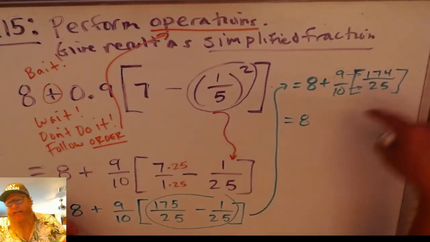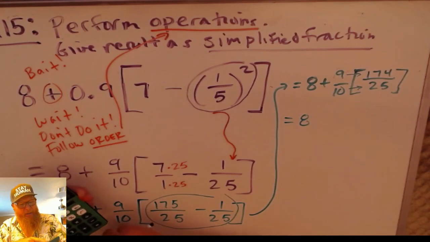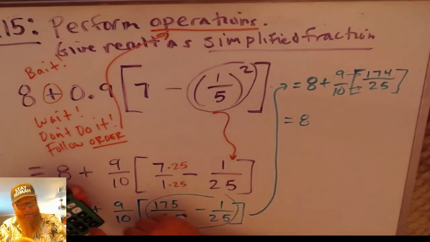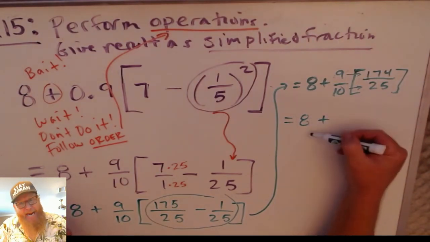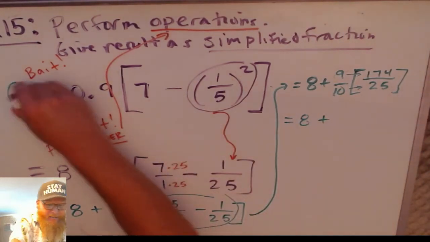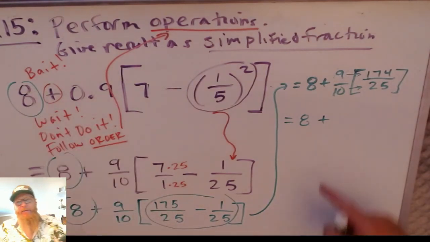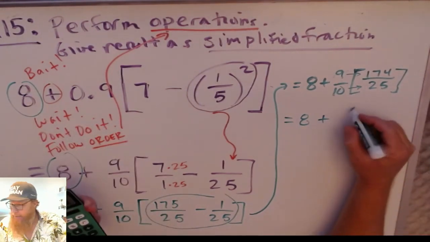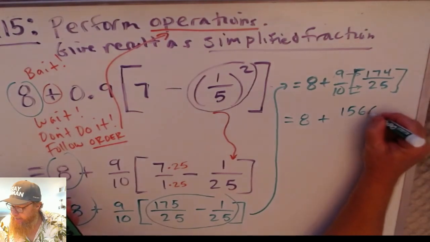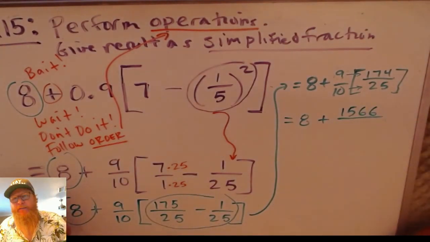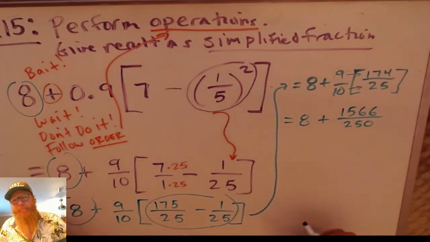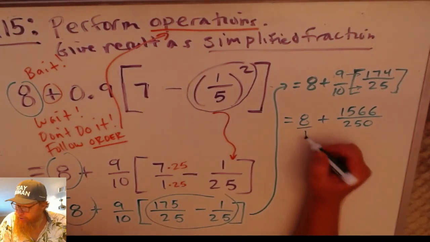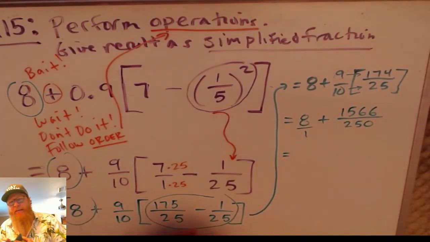Remember, brackets are the same as parentheses. So 174 times 9. Notice I'm waiting to do the plus 8. That'll be the very last thing I do, is add this plus 8 that's been waiting very patiently. I get 1,566 over 250. The 8 actually has an invisible 1 underneath it.